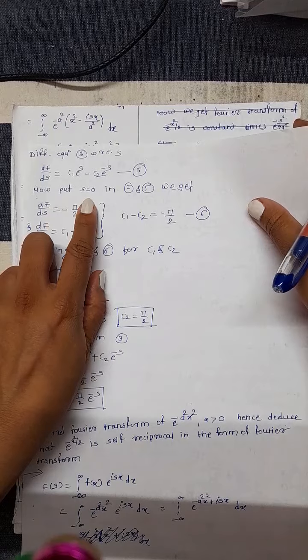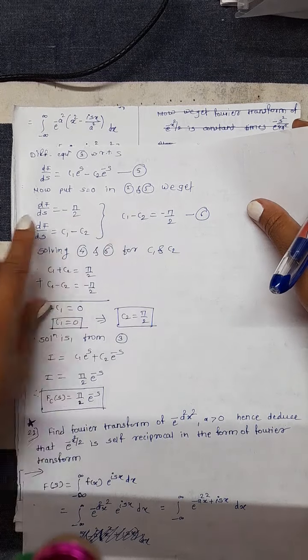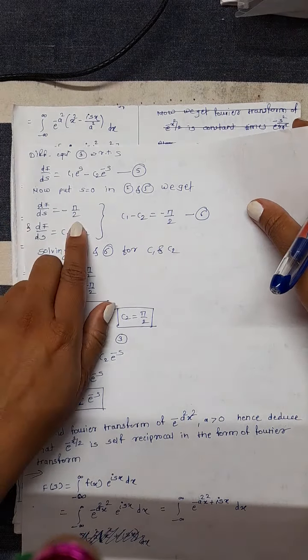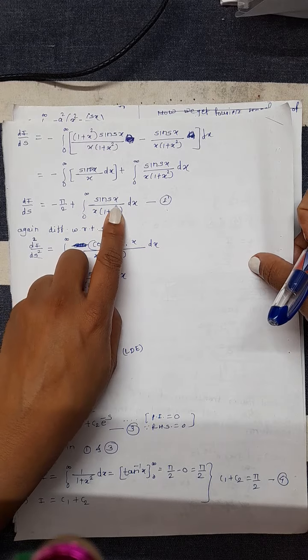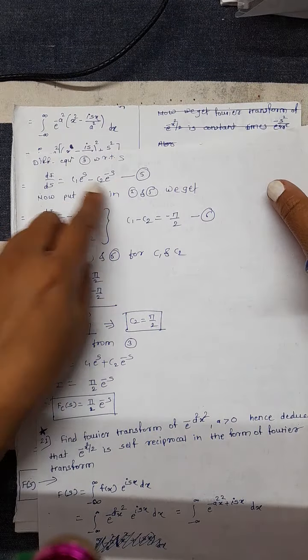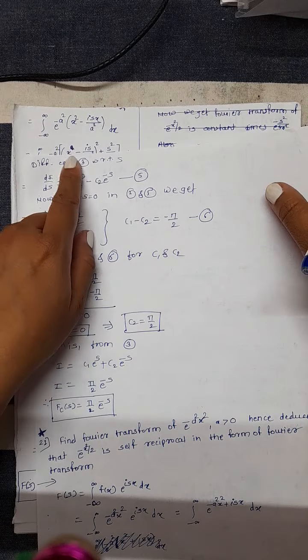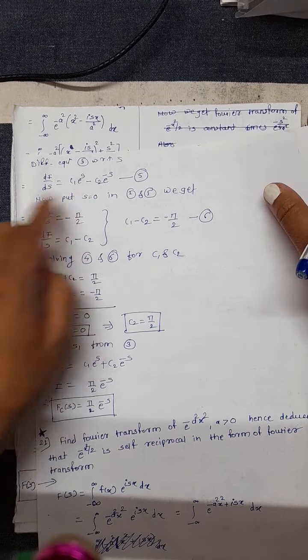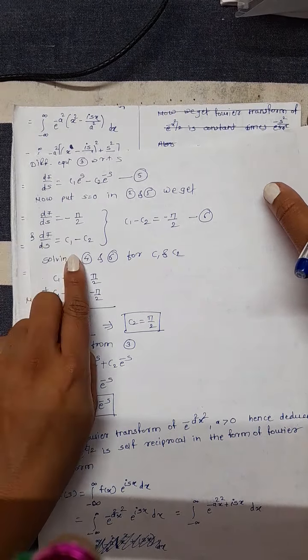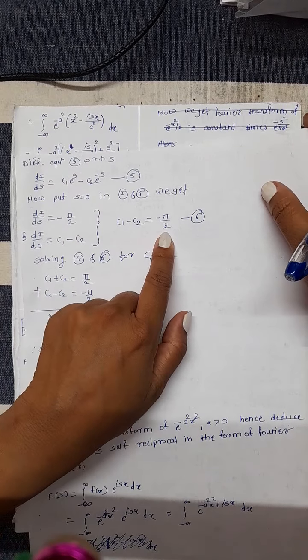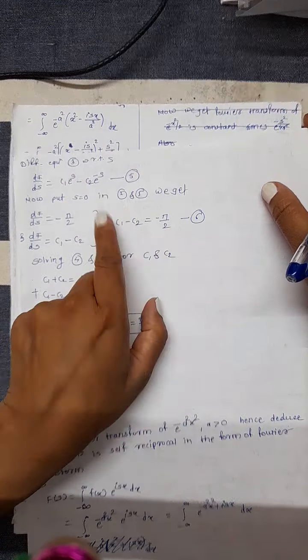Now put s is equal to 0 in equation number 2 and 5. We get dI by ds is equal to minus pi by 2 from the earlier equation here, because sin 0 is 0, this integration becomes 0. And from this one, dI by ds becomes, put s is equal to 0, c1 e raised to 0 is 1, minus c2 e raised to 0 is 1, that is c1 minus c2. Now from these two equations, the LHS is the same, that's why the RHS must be the same. c1 minus c2 becomes minus pi by 2. This is the second equation in c1 and c2, and this is our first equation in c1 and c2.